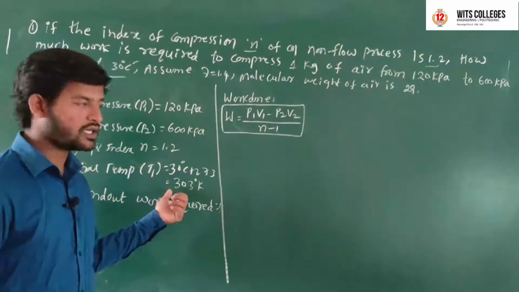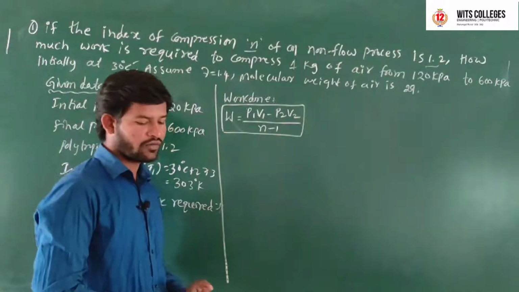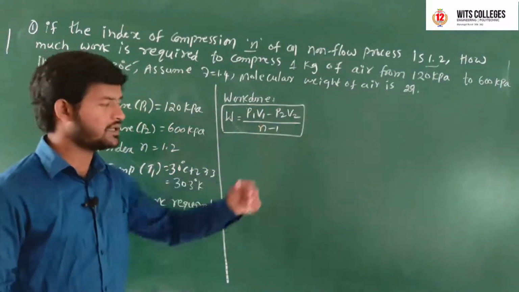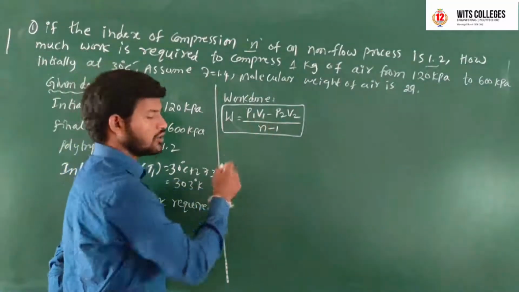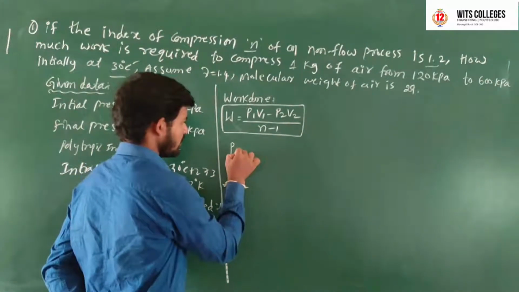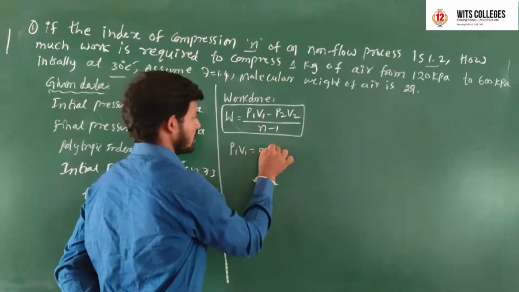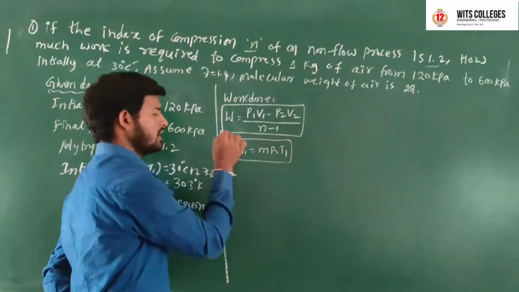Only the initial temperature is given, as well as the n value. First we will find the V1 and V2 values. First we will find the V1 value. How do we find the V1 value? That is P1 V1 equals m R T1. In this formula we find the V1 value.